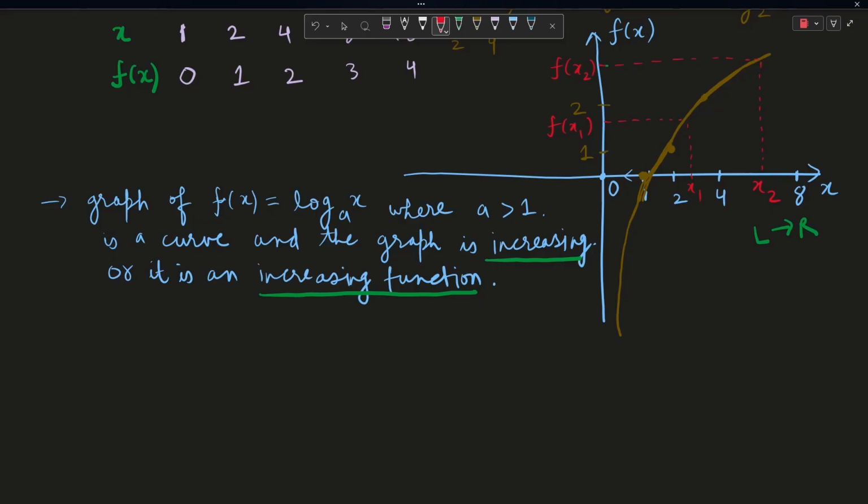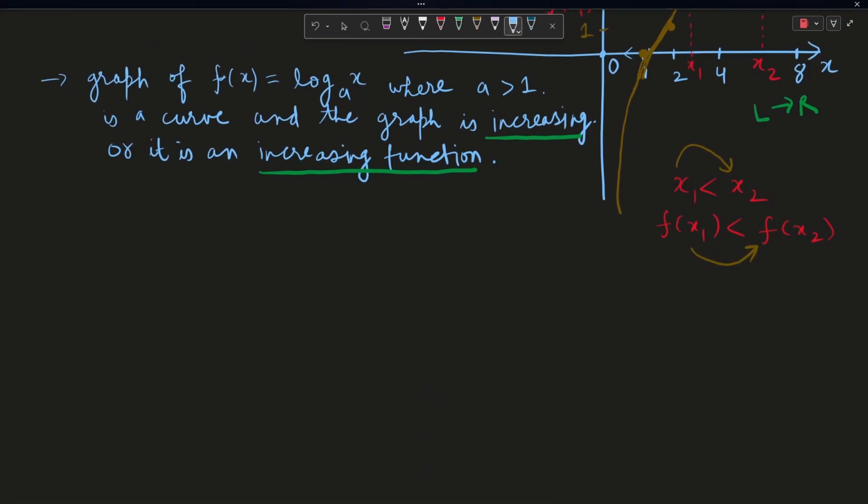So we know that x1 is less than x2, right? And from the graph we can say f of x2 is greater than f of x1. So as we moved from x1 to x2, the graph moved from f of x1 to f of x2. That means x increased till x2, and the value of y also increased to f of x2. Hence the function is an increasing function, as the input is increasing and corresponding to that the output is also increasing.